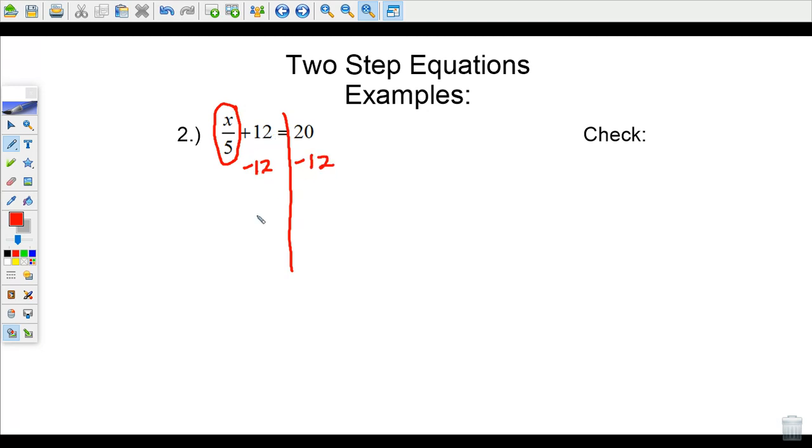12 minus 12 is 0. All that's left over here is this fraction, x over 5, equals 20. I subtract 12. 20 minus 12 is 8.